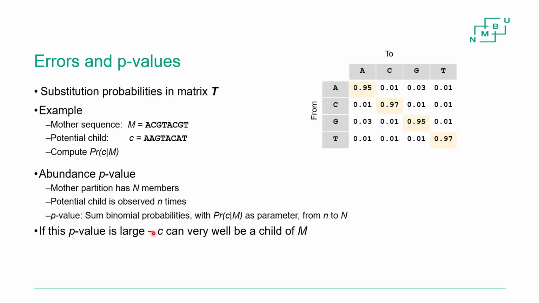C can very well be a child of M. But if the p-value is small, it cannot be a child of M. I can try to illustrate it here again. We have these blobs that represent different reads, and the size of each blob is the copy number of that read. The distances here are not really how similar or different they are, but reflect this probability here, right? If you have a long distance, it's a small probability.